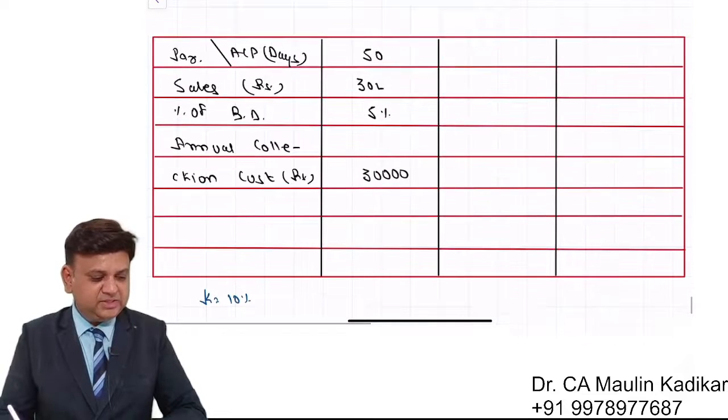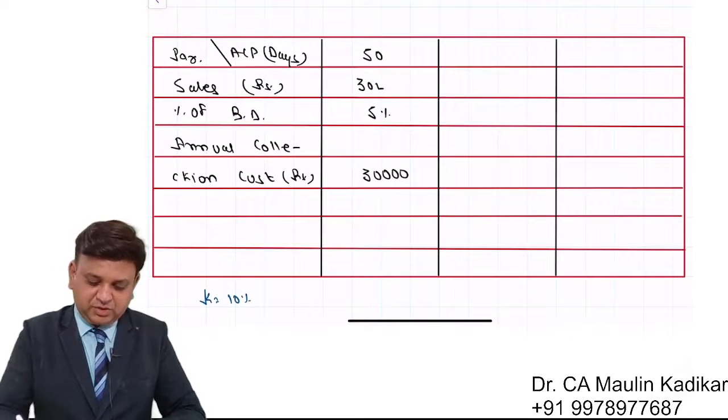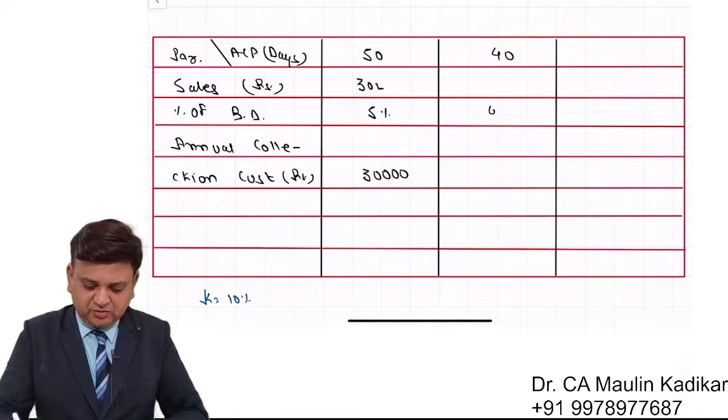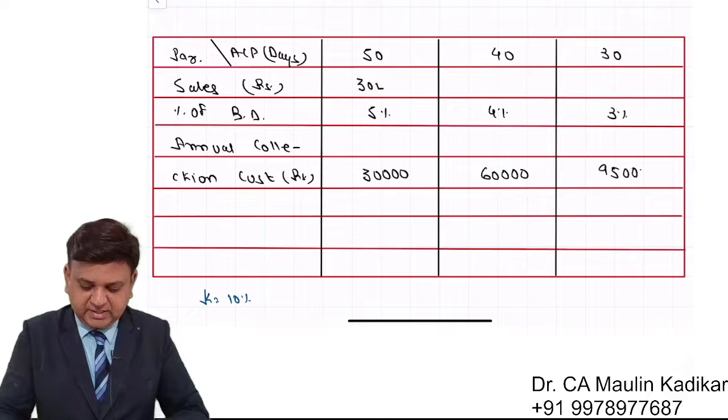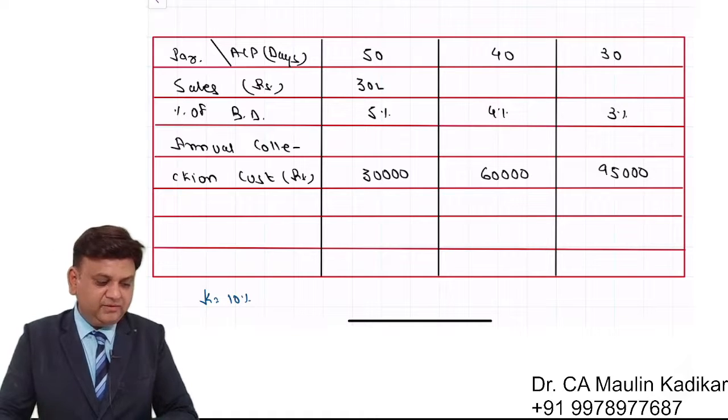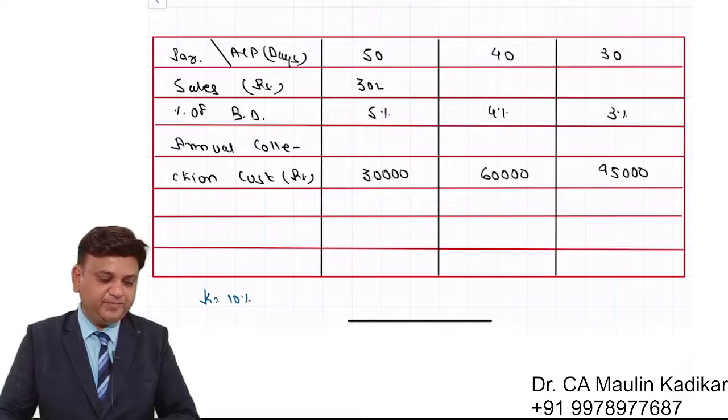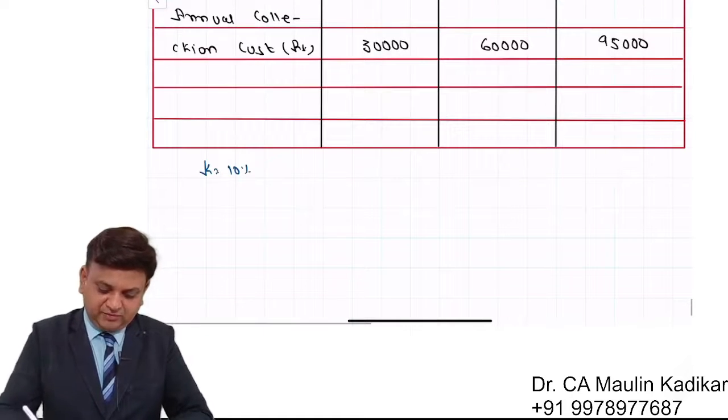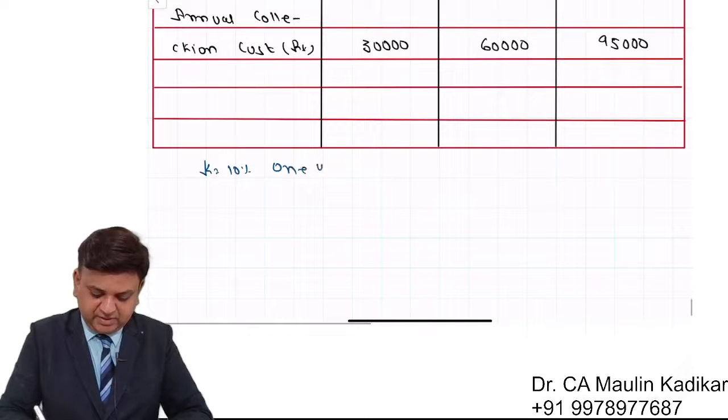The alternative policies are as under. First alternative, in that the collection period will be 40 days and loss on account of bad debts 4%. Collection expenses will increase to 60,000. In the second one it is 30 days, this is 3% and this is 95,000. Evaluate the alternatives on the basis of incremental approach. State which alternative is more beneficial, and we are required to take 1 year equals 360 days.